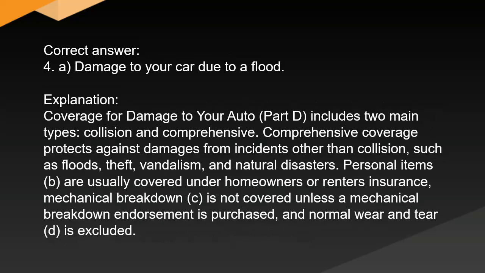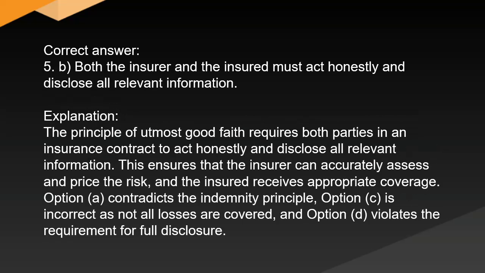Correct answer: A. Damage to your car due to a flood. Explanation. Coverage for damage to your auto, Part D, includes two main types, collision and comprehensive. Comprehensive coverage protects against damages from incidents other than collision, such as floods, theft, vandalism, and natural disasters. Personal items, B, are usually covered under homeowners or renters insurance. Mechanical breakdown, C, is not covered unless a mechanical breakdown endorsement is purchased, and normal wear and tear, D, is excluded.